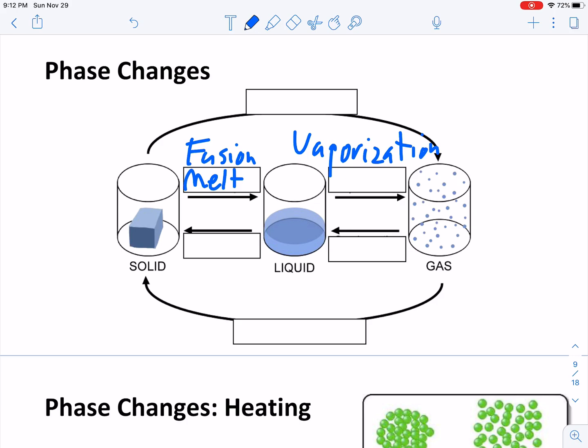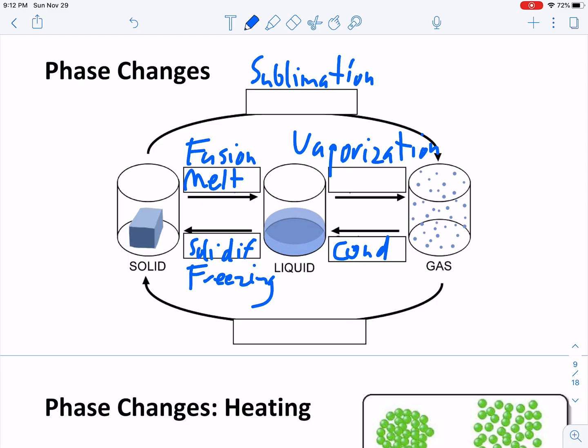The reverse of that, going gas to liquid, is called condensation. I'm just going to shorten that. We'll see it later. And then liquid to solid is called solidification or freezing. You can jump directly from solid to gas. That is referred to as sublimation, something you see dry ice, carbon dioxide, do a lot. And the reverse of that, gas to solid, is called deposition, like you're making a deposit in the bank.